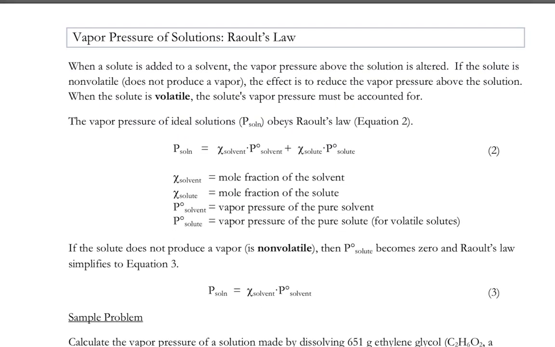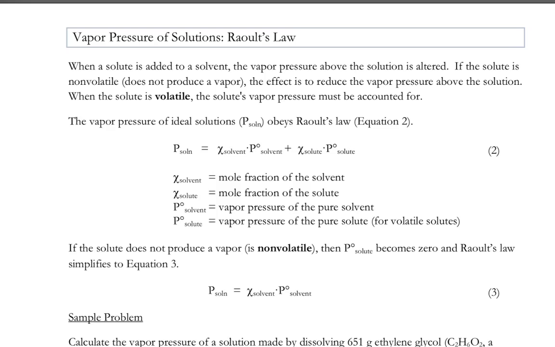Our next one is working with vapor pressure of solutions. So when we have a solute in a solution, it affects the vapor pressure of that liquid. So if we think of the vapor pressure of the pure liquid versus the vapor pressure of the solution, they're definitely different. The vapor pressure of the solution is a little less than that of the solvent, at least typically. And that is given by what's called Raoult's law, this equation 2.